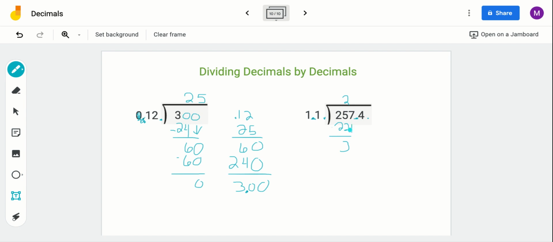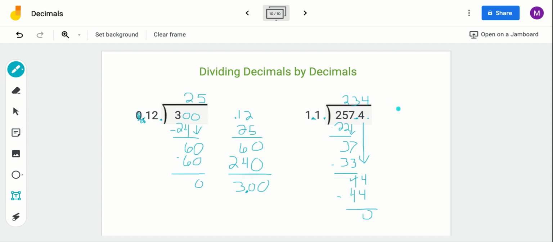I pull down the 7. 37 divided by 11 is a 3. 3 times 11 is 33. I subtract, I get a 4. Bring down the 4. 44 divided by 11 is 4. Okay.